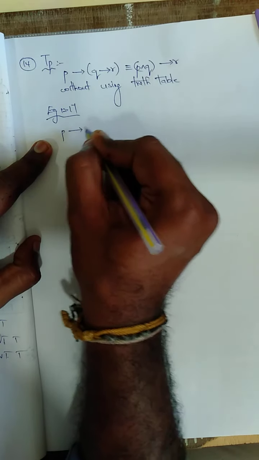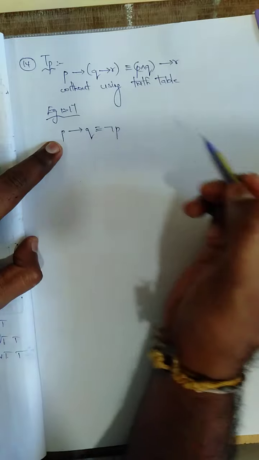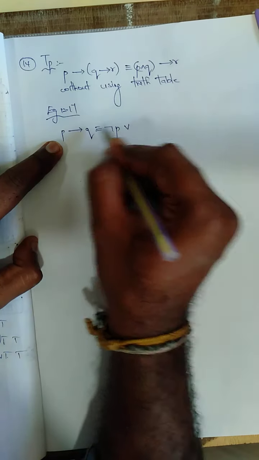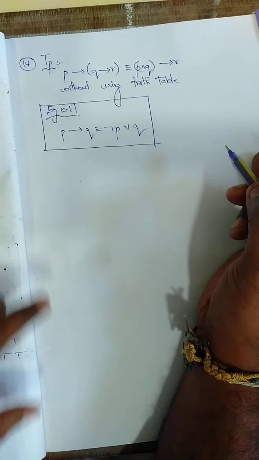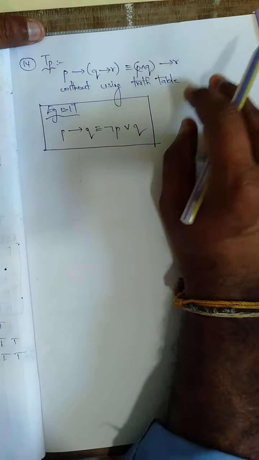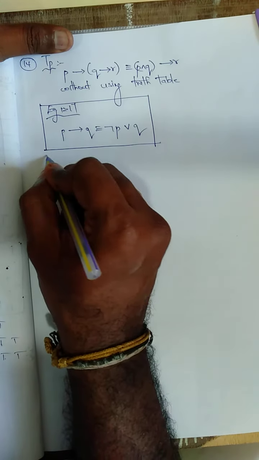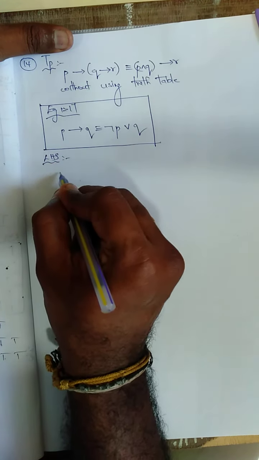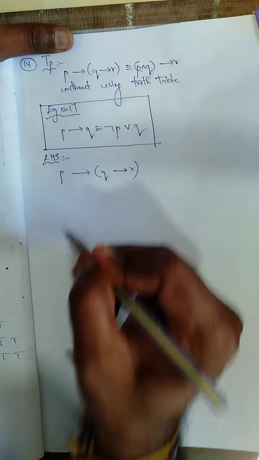The formula is P conditional Q. I can write this as negation of P or Q. This is a must. After this, I need to say this proveness. First, I am going to take LHS. What is LHS? P conditional Q conditional R.